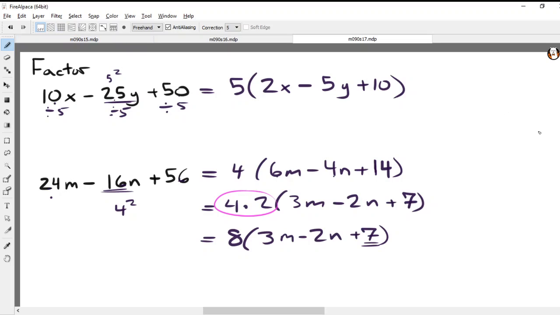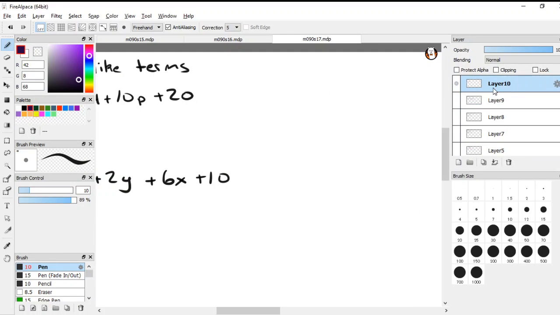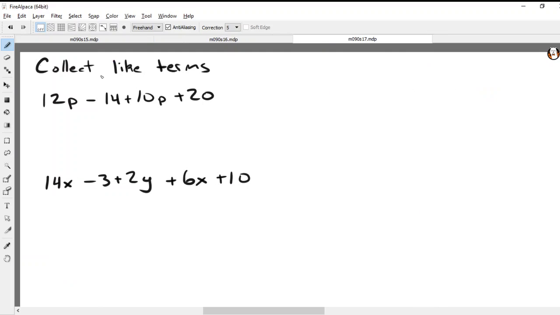Okay, more problems. We're looking to collect like terms or combine like terms. And we have 12p minus 14 plus 10p plus 20. This has got those p's in common, so 22p. And then I'm going to do 20 minus 14 and get 6.